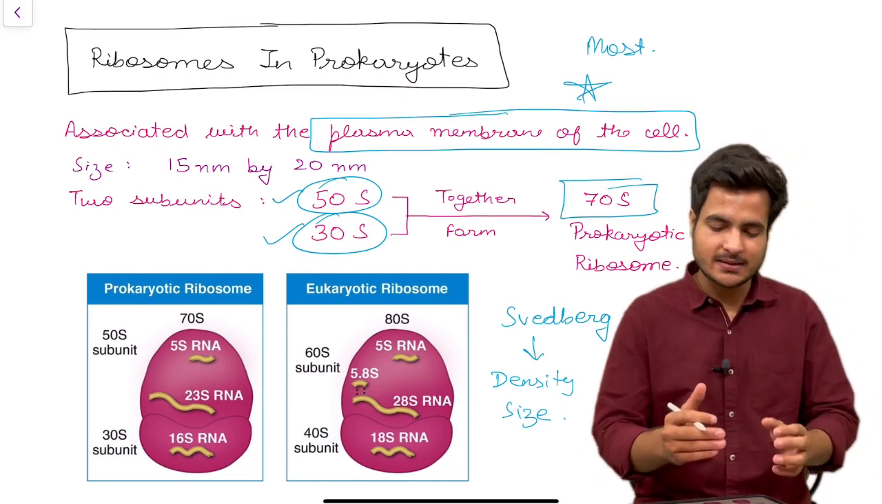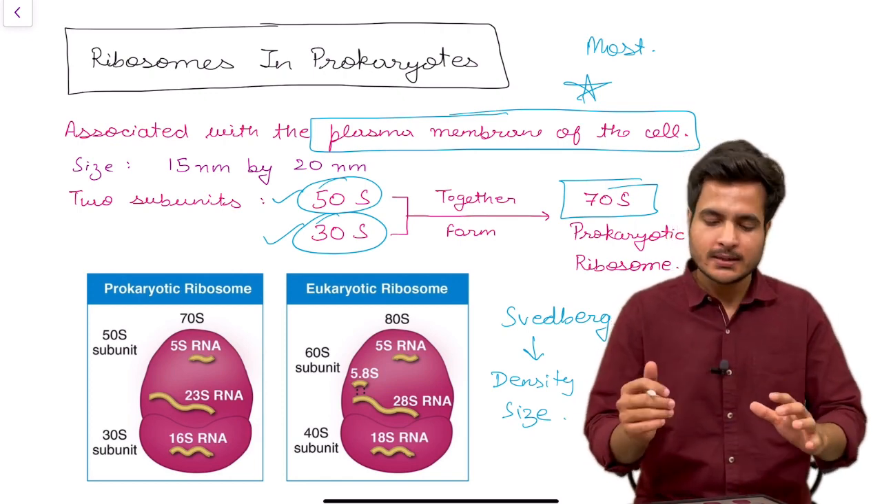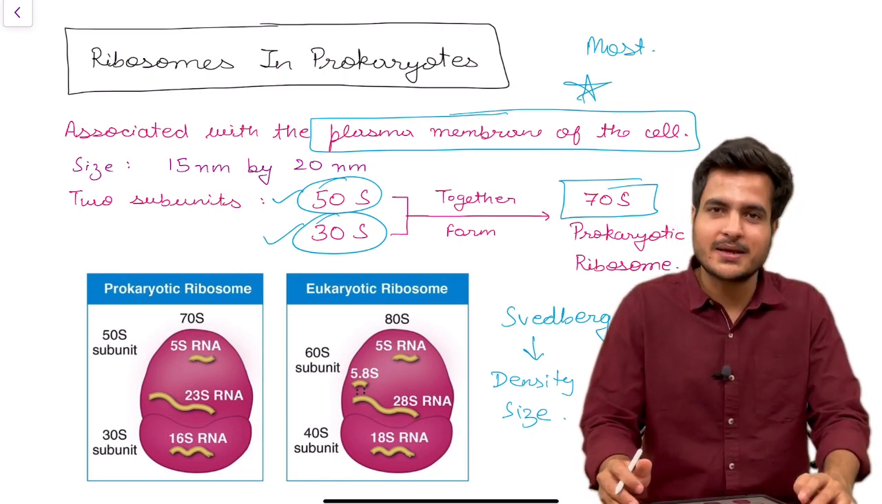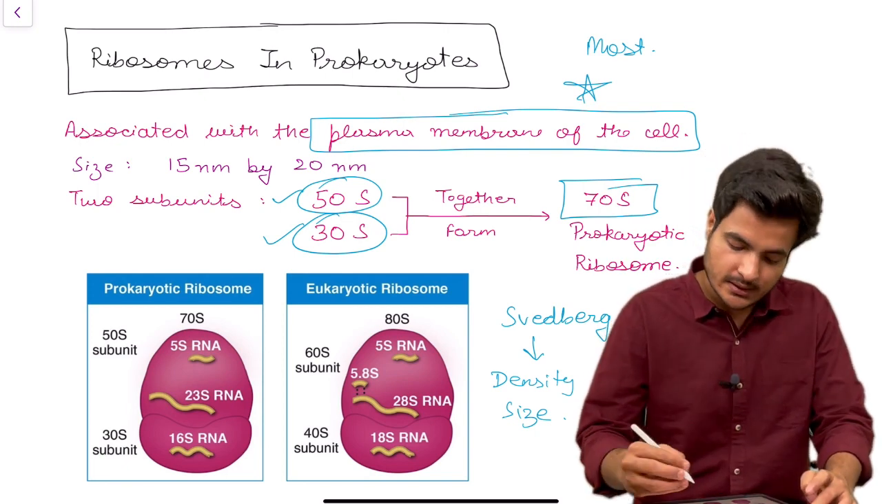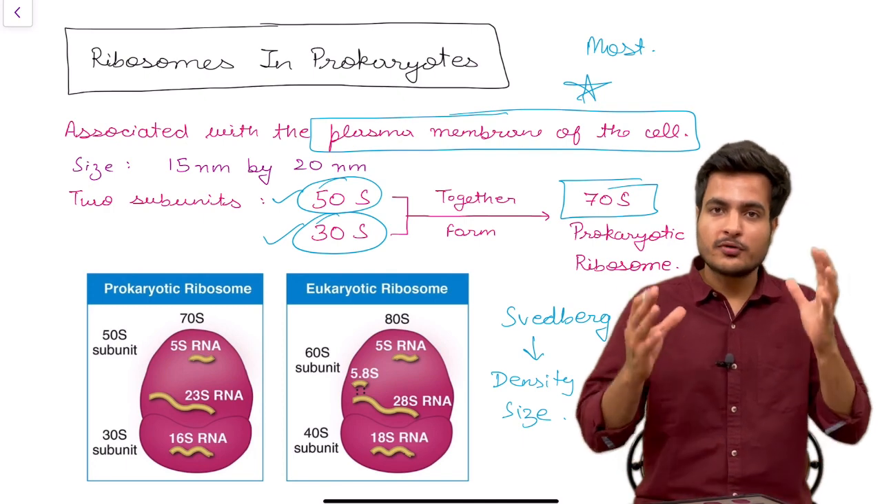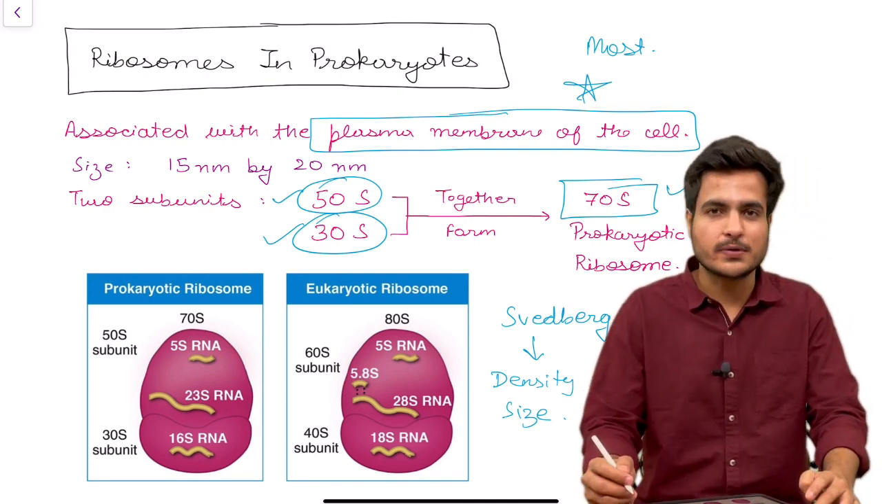Do not simply add 50S to 30S and say it would be an 80S ribosome. No, this is not a simple mathematical calculation. It is dependent upon the density and the size. When they come together, the overall density reduces and it is 70S. S is the Svedberg unit.